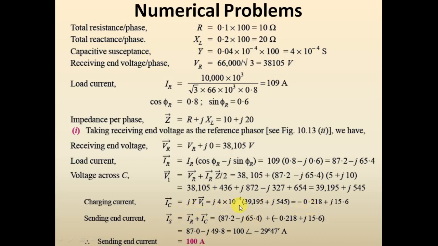From the receiving end current vector and charging current vector, we will be able to find the value of sending end current by adding these two values. So we will get the value of sending end current as 87 minus j into 49.8 in rectangular form. By converting it into polar form, we will get it as 100 angle minus 29 degrees. In this, 100 indicates the magnitude of sending end current.